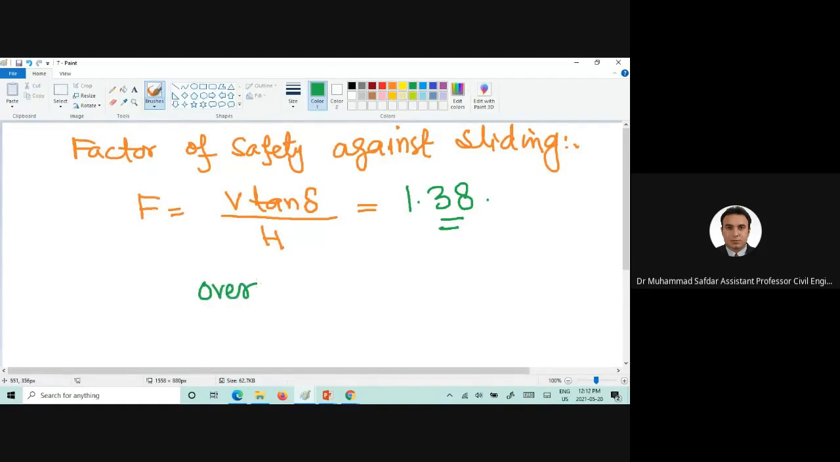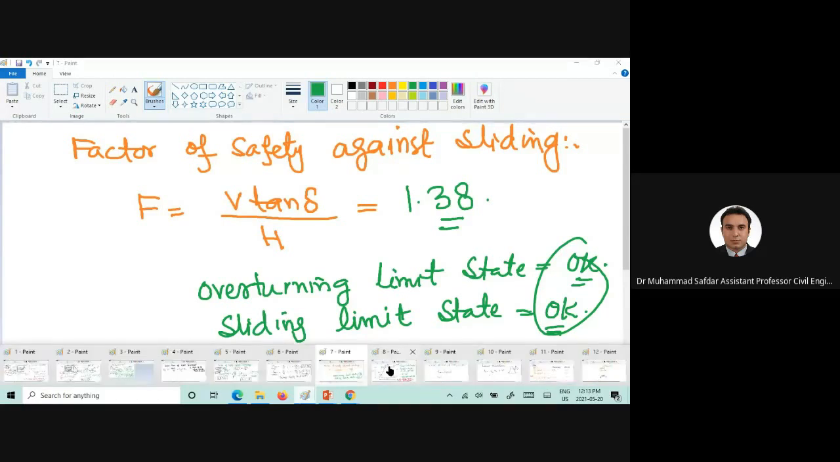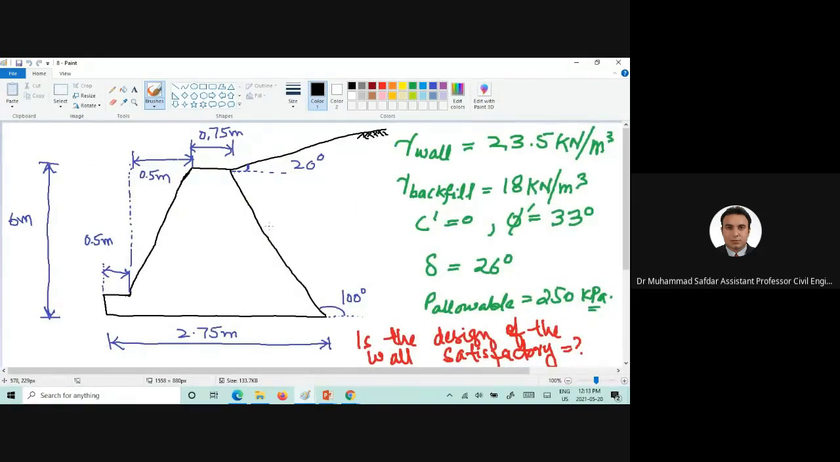देखिए हमारे पास overturning limit state जो है ना वो satisfy हो रहा है, और हमारे पास sliding limit state भी satisfy हो रहा है। So we can say that the design of the retaining wall is satisfactory. Now we are given with another example where we need to find out whether the design of the retaining wall is satisfactory or not.